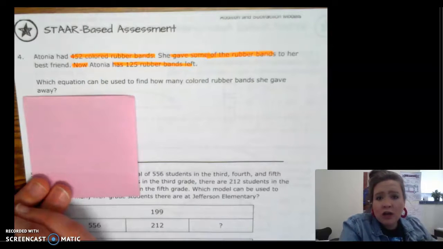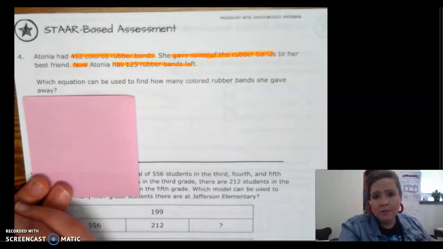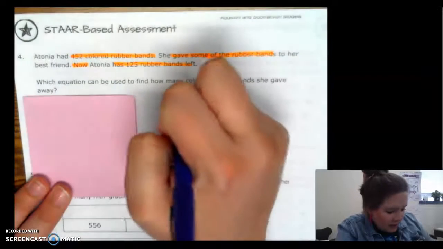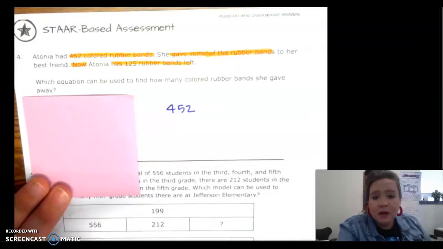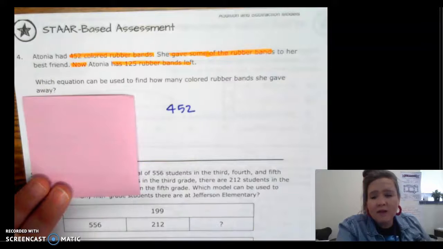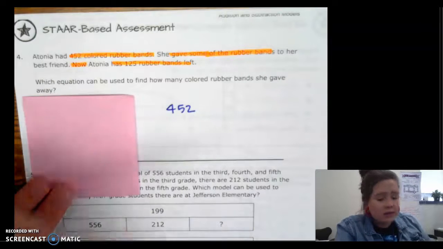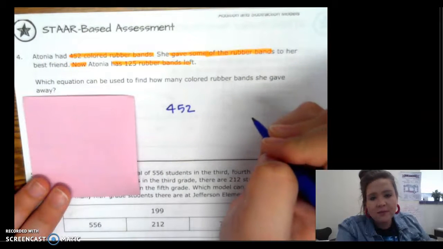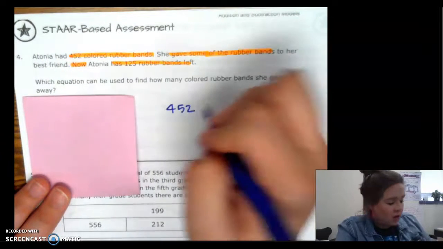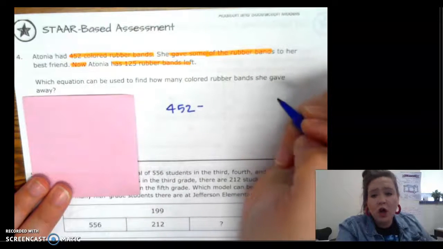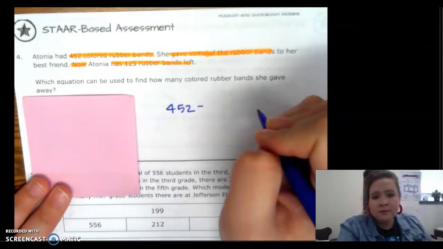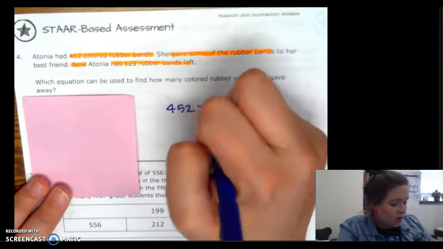Are we starting with a total? Yes, we are starting with a total. 452 rubber bands. She gave some of them away. If you're giving some of them away, are we going to be using addition or subtraction? Good, we're going to be using subtraction. Do we know how many she gave away? No, we do not. So I'm going to put a box.